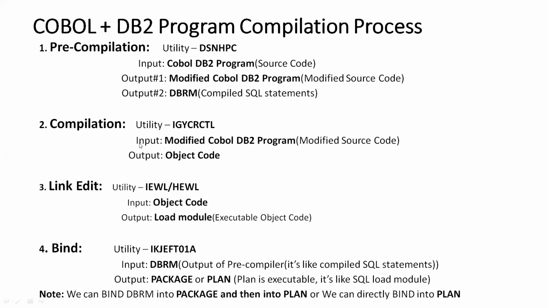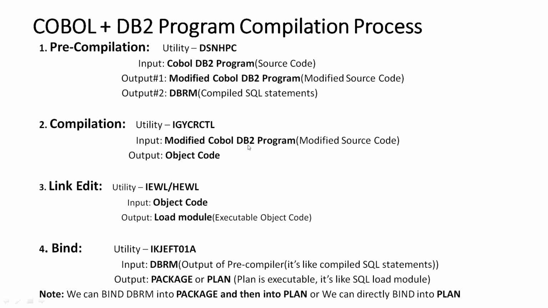Okay, so the pre-compiler will generate two outputs. One is the modified source COBOL program and the second one is the SQL compiled output. So the SQL is compiled and it will give the DBRM. Okay, DBRM is nothing but compiled SQL statements. DBRM stands for database request module. Okay, so the next step we have is the compilation utility IGYCRCTL.